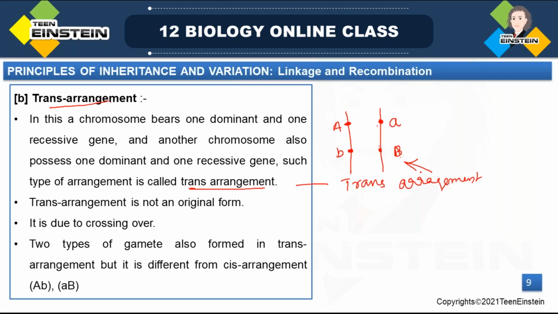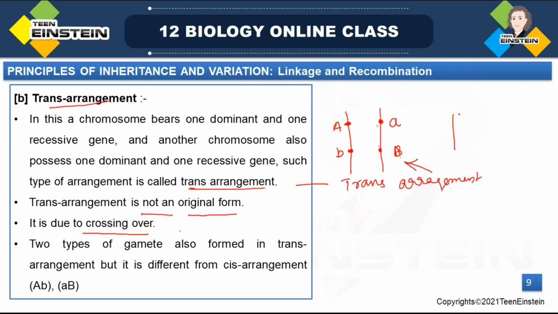Cis arrangement and trans arrangement. This trans arrangement is not the original form. Cis arrangement is the original form. And how is trans arrangement formed? It is due to crossing over. The normal one is the cis arrangement. How does trans arrangement come? It is due to crossing over. You got what I'm saying?